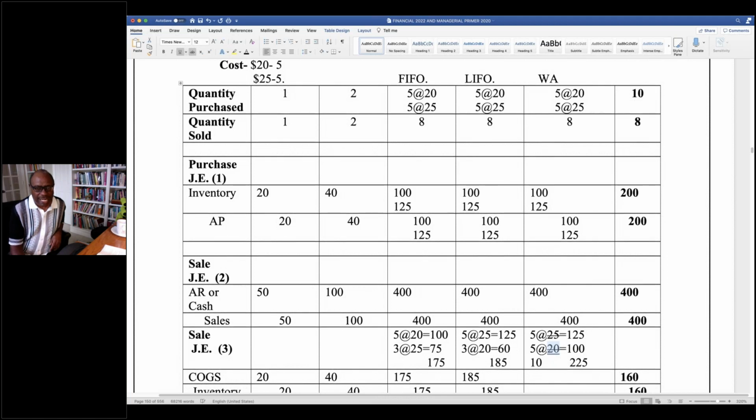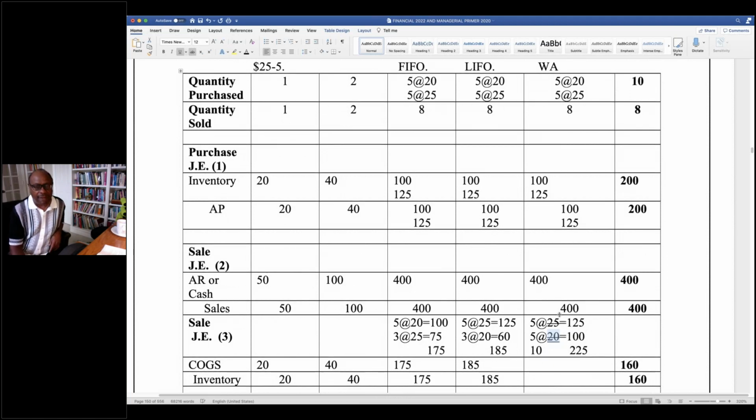So in weighted average, I won't use 25. I won't use 20. I will divide 10 into 225, and I'll get a new cost I'm gonna put in here, which is 22.5. Okay. It's actually in some ways a lot easier. You don't have to worry about the first one. You don't have to worry about the last one. You get a weighted average.